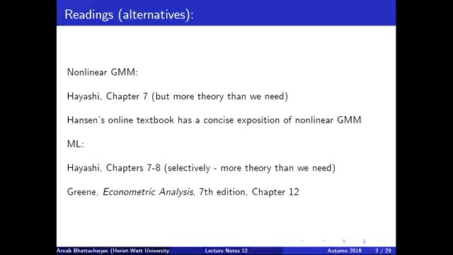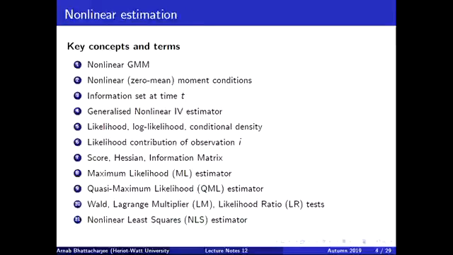Okay. Nonlinear GMM, Hayashi chapter 7. And in Hansen's online textbook, there is also a concise exposition. Other things are standard. All right. Key concepts. Some of these concepts we are going to take on when we go to maximum likelihood. So nonlinear GMM, nonlinear zero mean moment conditions. And then we're going to talk about information sets, generalized nonlinear IV estimator.